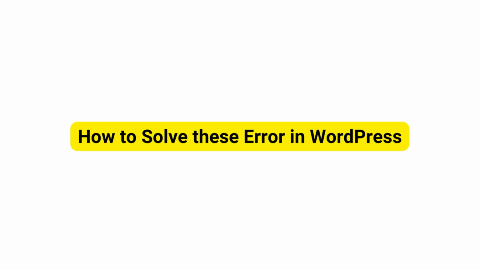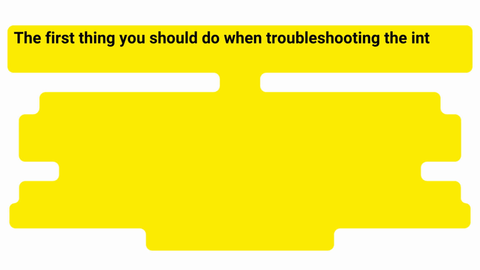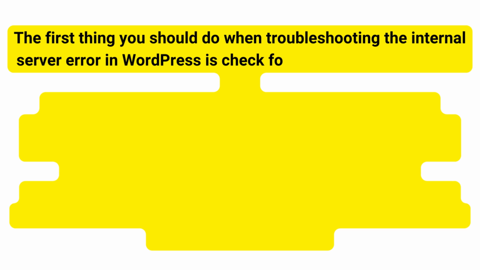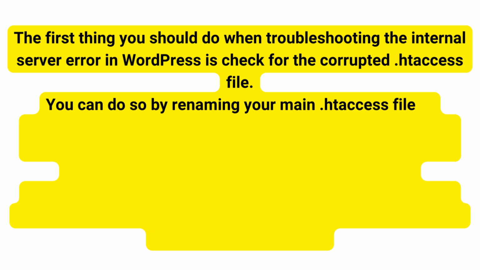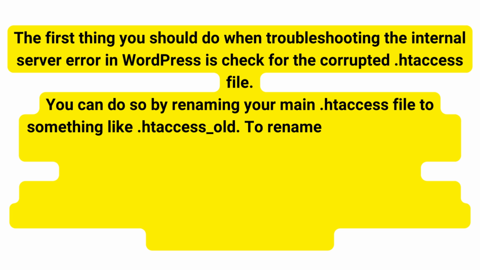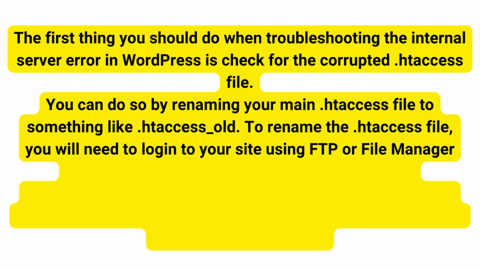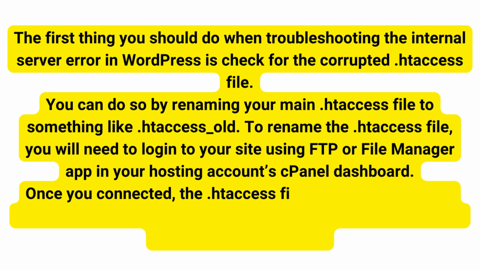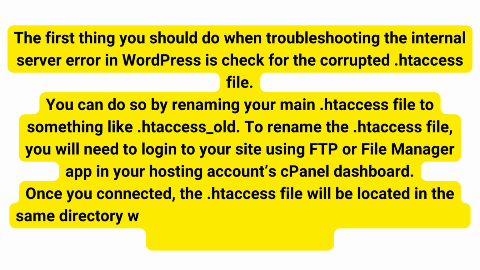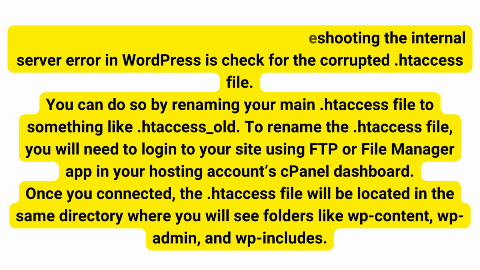How to solve these errors in WordPress. Method 1. Checking for corrupt .htaccess file. The first thing you should do when troubleshooting the internal server error in WordPress is check for the corrupted .htaccess file. You can do so by renaming your main .htaccess file to something like .htaccess_old. To rename the .htaccess file, you will need to log into your site using FTP or File Manager app in your hosting account's cPanel dashboard. Once you connect, the .htaccess file will be located in the same directory where you will see folders like wp-content, wp-admin, and wp-includes.